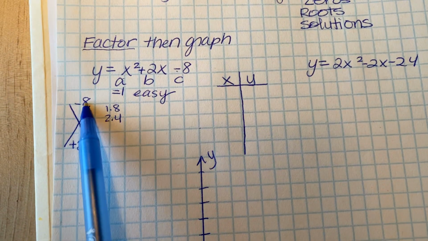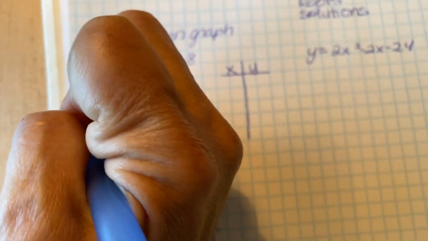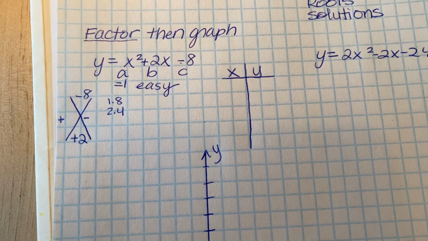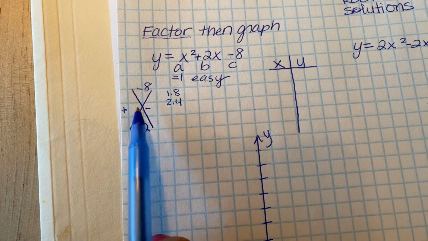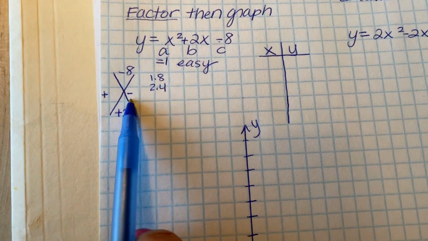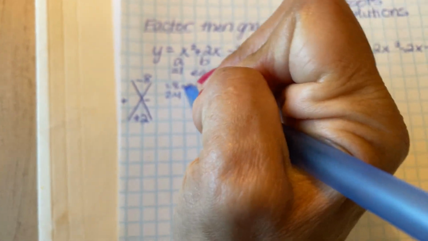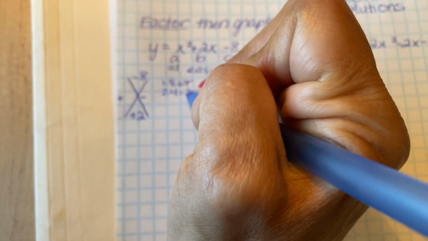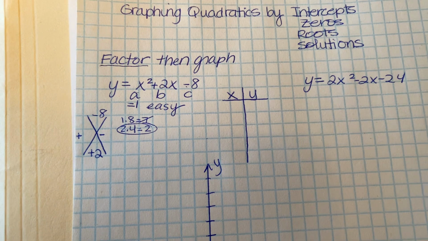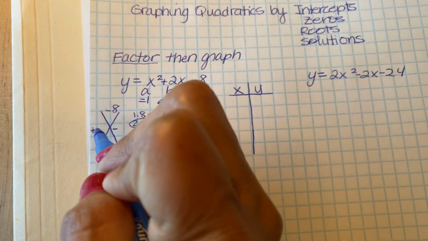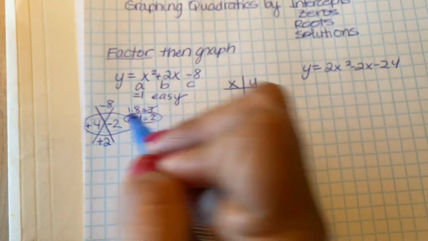Okay, so c is negative. Because it is negative, I know one number will be positive and one will be negative, and it doesn't matter which one goes where, right? But I want positive 2 as the sum. Now, because one is positive and one is negative, I know I'm going to subtract these numbers. So 1 take away 8 is 7, so that's out. And 2 take away 4 is 2. So this is our winner. All right, but because 2 is positive, that tells me the bigger number will be positive and the smaller number will be negative. Okay, so these are your factors.